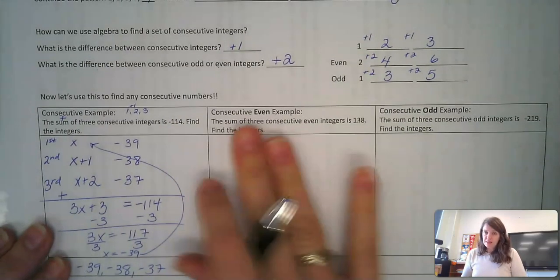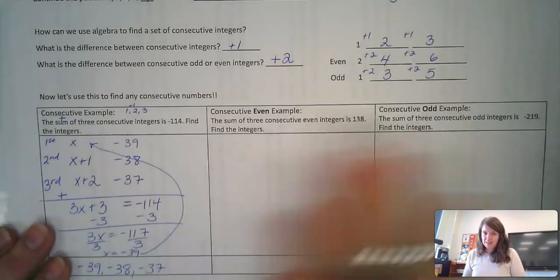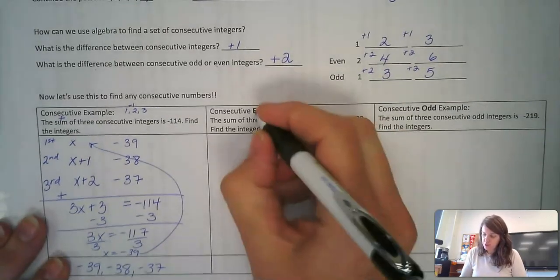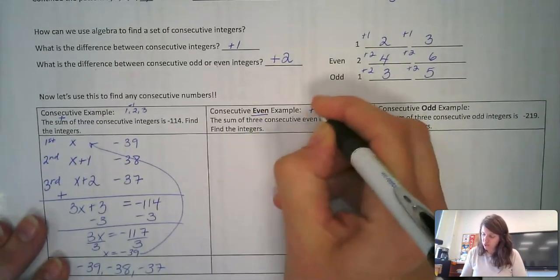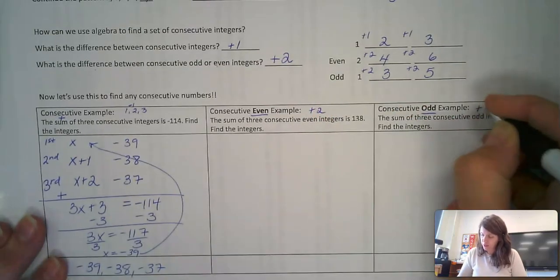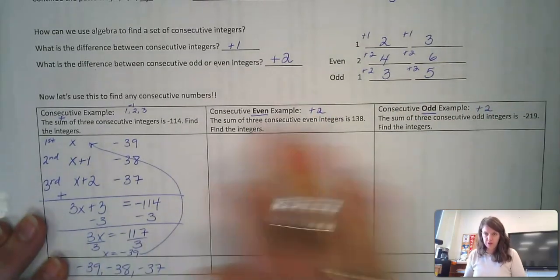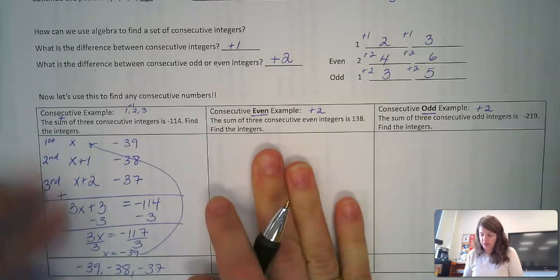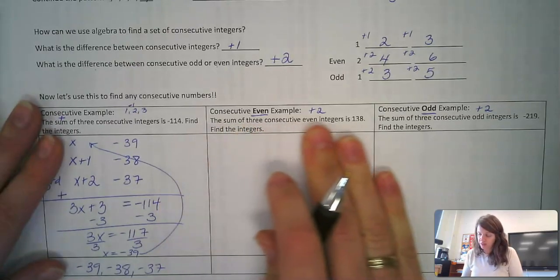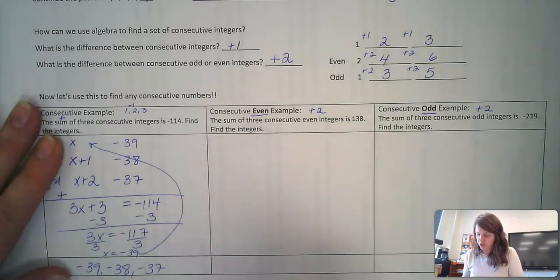Well, how do we do it when it's even or odd? These ones are going to be exactly the same, okay? Because the difference between even numbers is plus 2, and the difference between odd numbers is plus 2. So they're really no different whether you're setting up at even or odd. So, the sum of 3 consecutive even integers is 138.